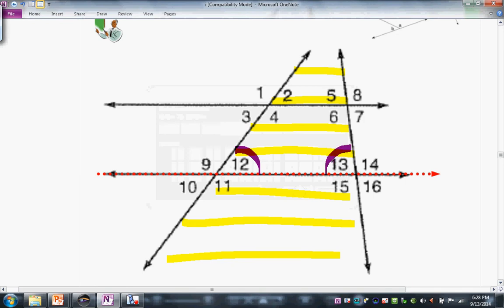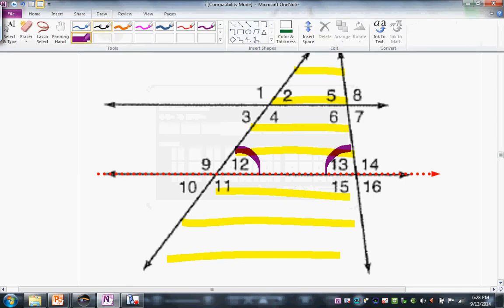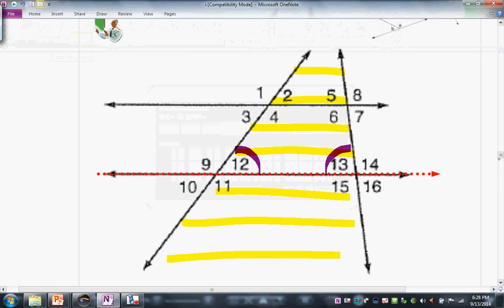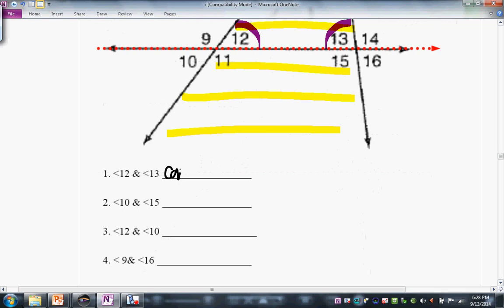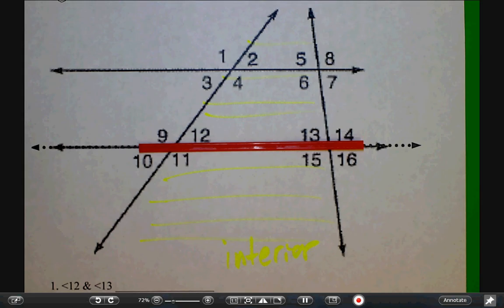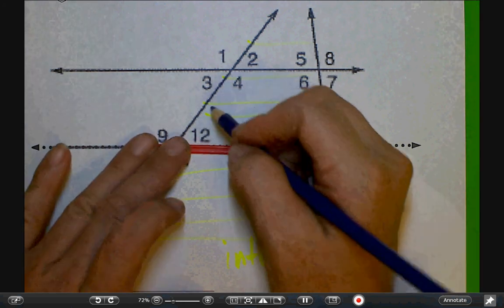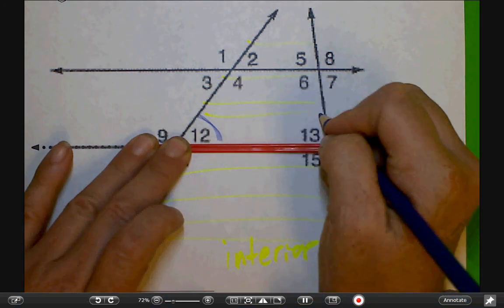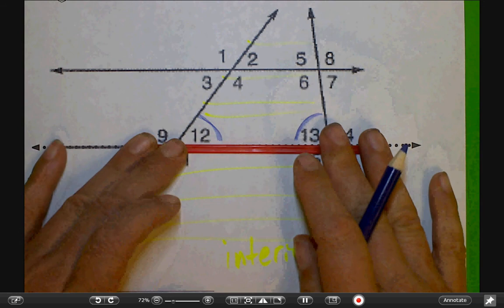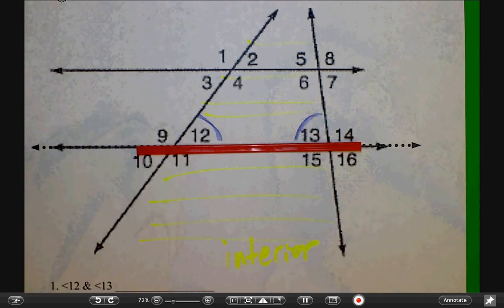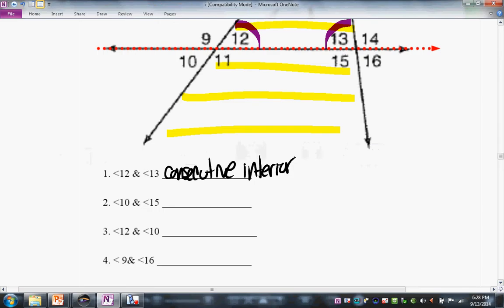Twelve and 13 are on the same side of the stir stick between the lines, so we would call that consecutive interior. Again, 12 and 13 are between the lines and on the same side, so that would be considered consecutive interior.